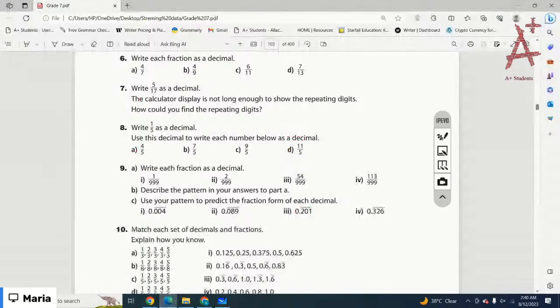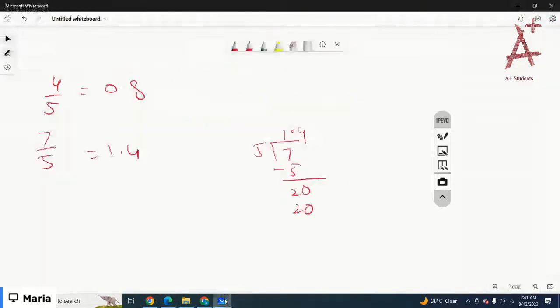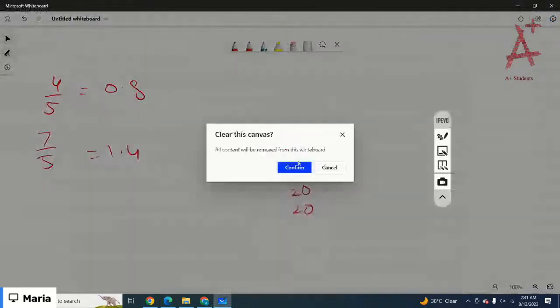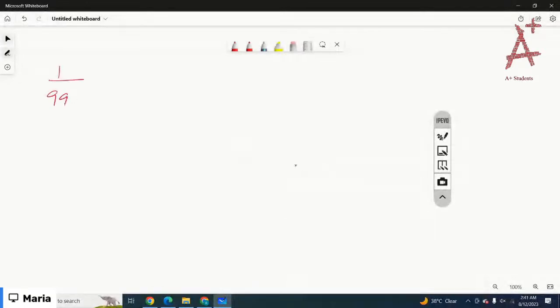Okay. Let's just do question number 9, right? Write each fraction as a decimal. So you are given the fractions, you have to write them down as a decimal. 1 over 999. You can use a calculator, right? So when you use the calculator, it would be 0.001001. So that is the recurring 001, right? So you can write it as 0.001 with a bar. That means that is the recurring part.